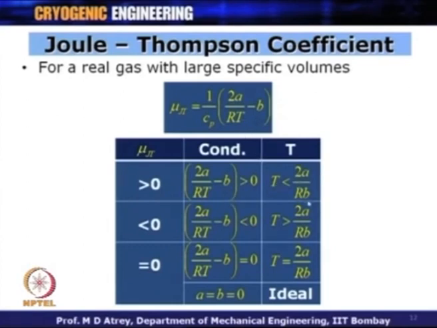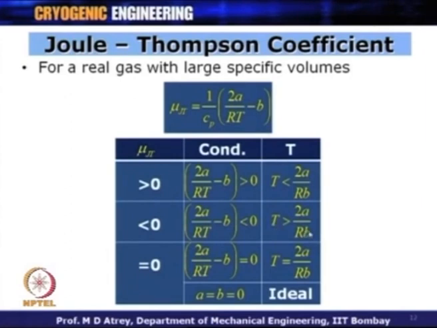And if I want μ_JT to be equal to 0, in that case my temperature is going to be 2A/RB. This is nothing but the inversion temperature for the gas at a given pressure. So, if my temperature is less than 2A/RB, my μ_JT is positive, and when expanded, it is going to result in lowering of temperature. While if the temperature is more than 2A/RB, which is the inversion temperature for a particular gas, expansion is going to result in heating, while this is the point where nothing will happen. And if A = B = 0, everything reduces to the ideal gas, in which case μ_JT is equal to 0.